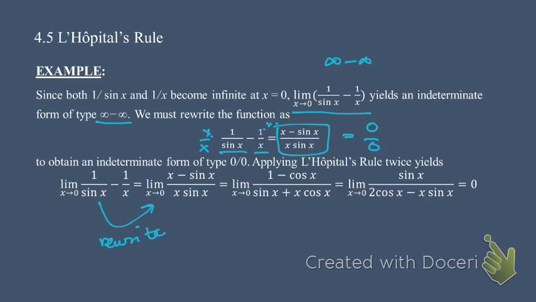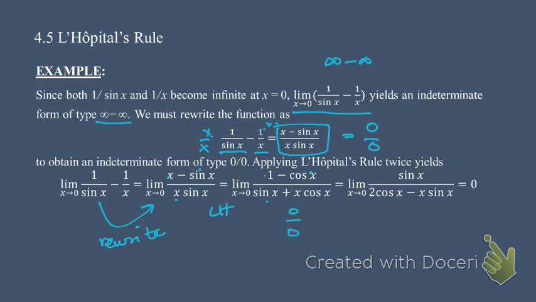Okay, and here, let's use L'Hopital to take the derivative. So the derivative of x is 1. The derivative of sine x is cosine x. And in the denominator, I need to use the product rule, x times sine x. In this case, they did it upward, but it's okay. They took sine times the derivative of x, which is 1, plus x times the derivative of sine, which is cosine. If I plug in my 0, I actually get 0 over 0 again.